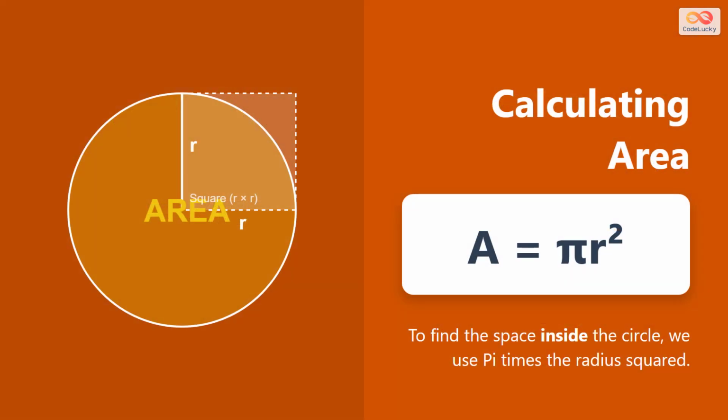Pi also helps us find the space inside a circle. The formula for the area is pi multiplied by the radius squared. This means you take the length of the radius, multiply it by itself to make a square, and then multiply that result by pi.